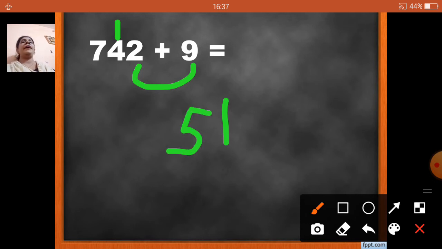5. Correct. Now why are we not doing tens with tens? Because we don't have any number in tens place. Okay. Now in hundreds place also, only the number 7 is there. There is no other number, and no carryover also. So what we are going to do is, we will write the number 7 same here. Okay. So 742 plus 9 is 751.